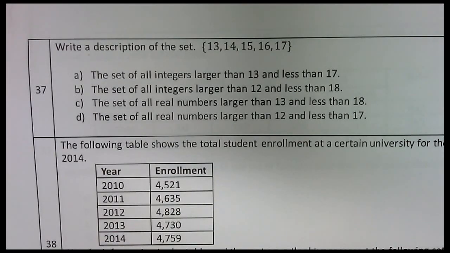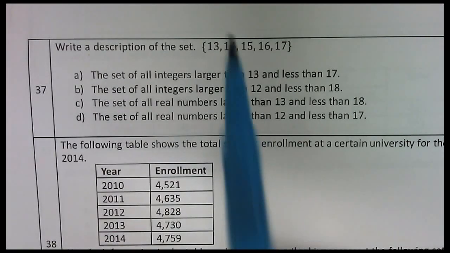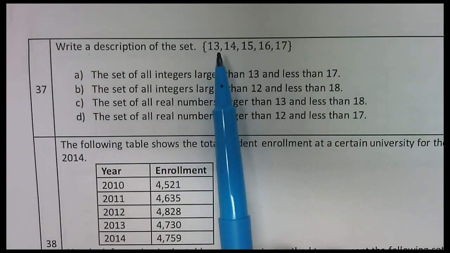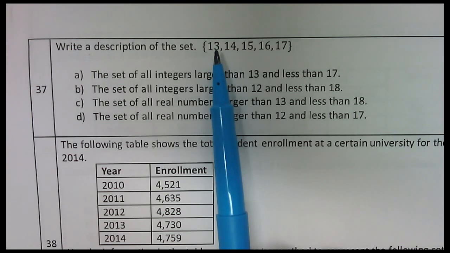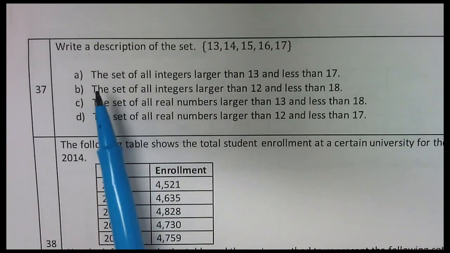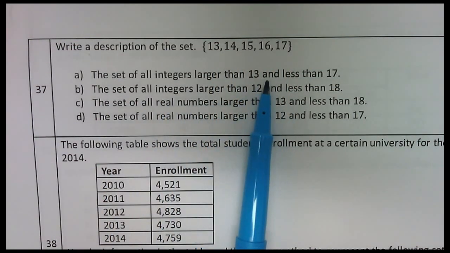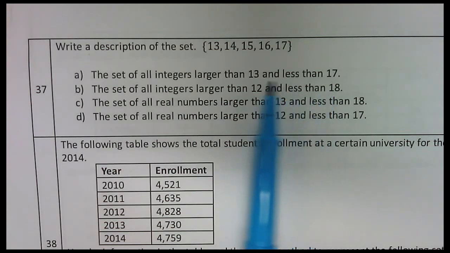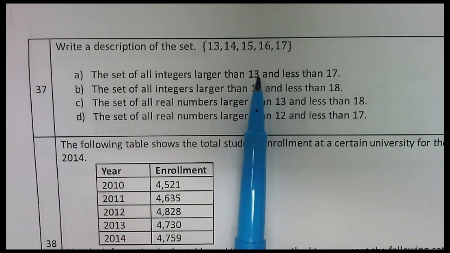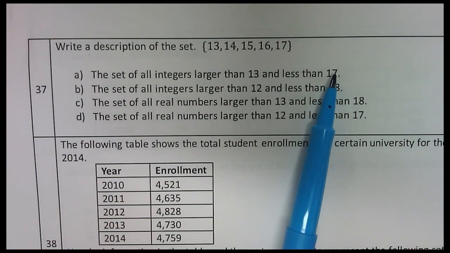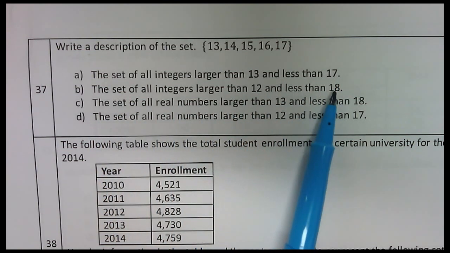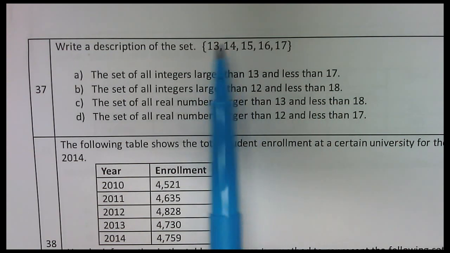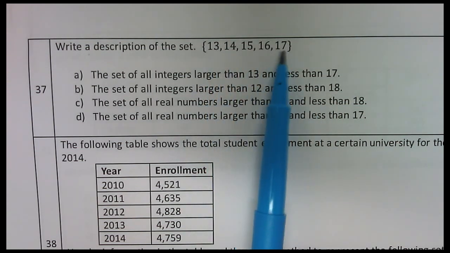Okay, write a description of the set. So we need to look at the types of numbers we're dealing with in the set. These numbers are integers, and they're the integers from 13 to 17. So the set of integers larger than 13 and less than 17 is not correct because 13 and 17 are also included. The set of integers larger than 12 and less than 18 would correctly describe these numbers.